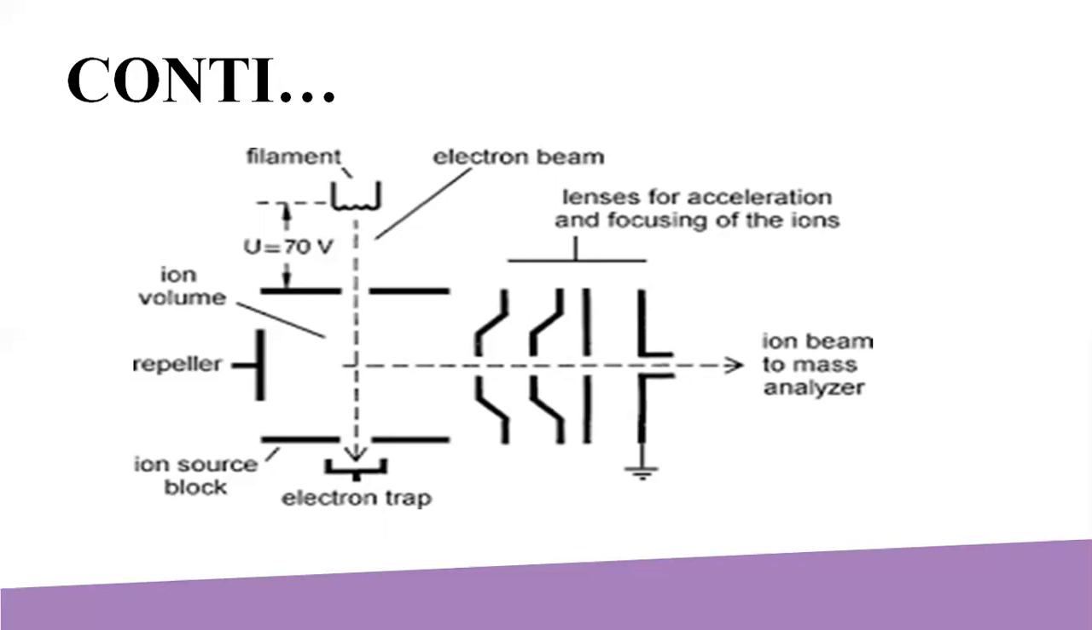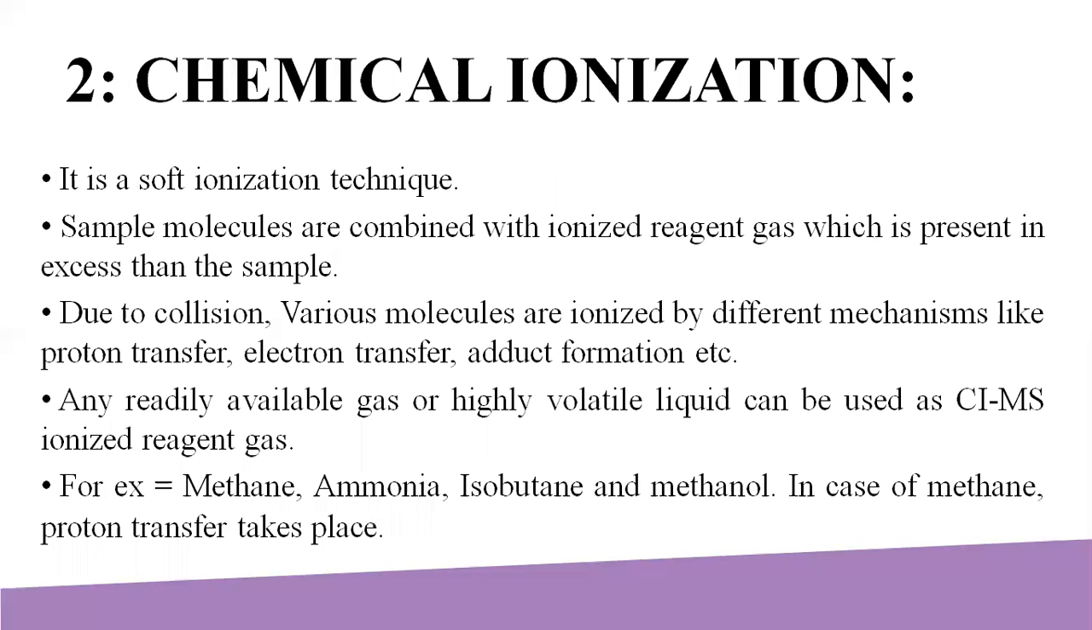Here is the lens that is used for acceleration and focusing of the ions. Chemical ionization. It is a soft ionization technique. Sample molecules are combined with ionized reagent gas, which is present in excess in the chamber with the sample. Due to collision, various molecules are ionized by different mechanisms like proton transfer, electron transfer, adduct formation, etc.